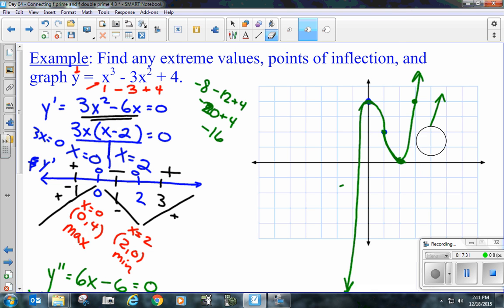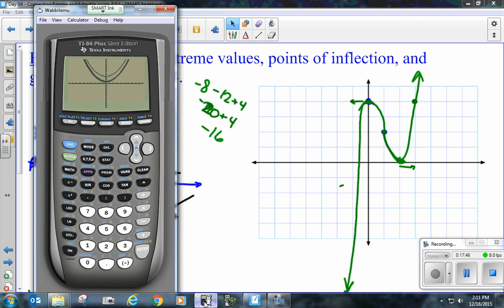So I would recommend going 1 point further than your farthest right, and 1 point further than your farthest left. Okay? And if we want to check that, we can. Yes, we can. So here we go. Clear. What is the original formula? x cubed minus 3x squared plus 4?